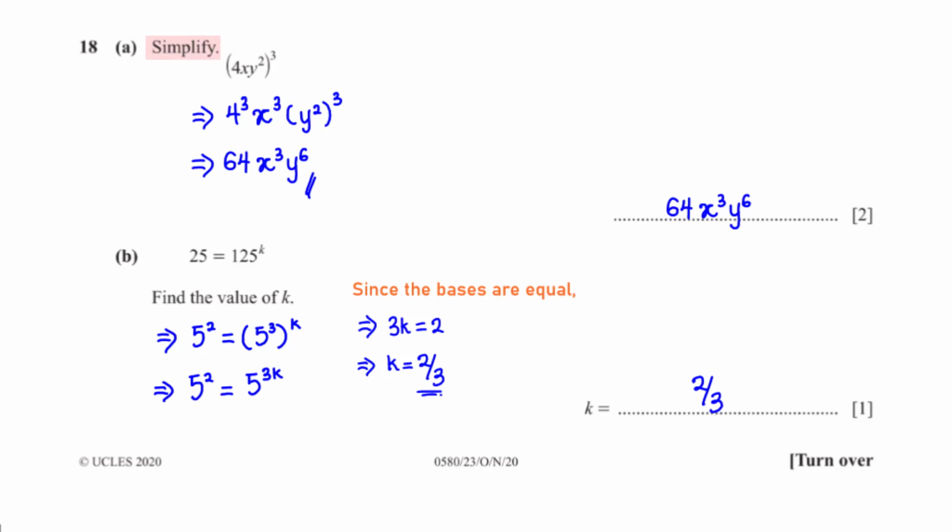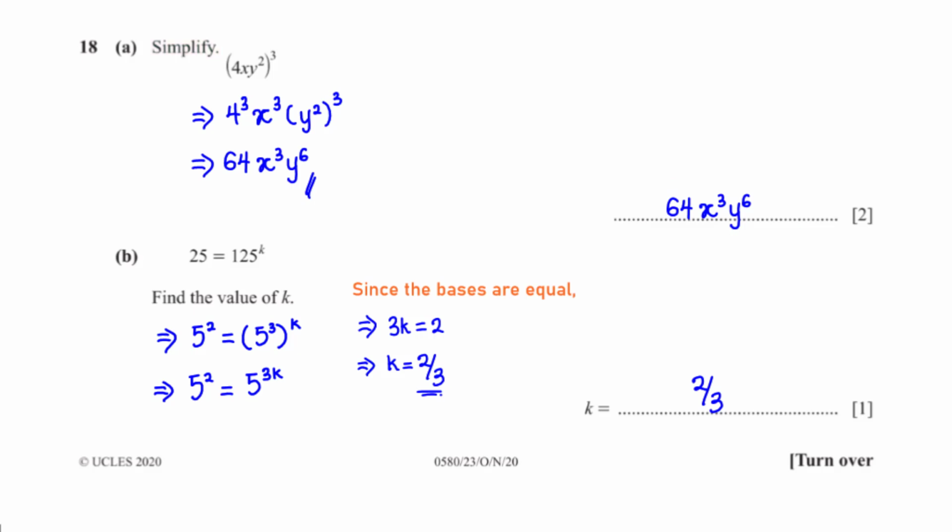Simplify 4xy squared all cubed. By the laws of indices, this can be rewritten as 4 cubed times x cubed times y squared all cubed. 4 cubed is 64, and when we multiply the powers of y, 2 times 3 is 6. And so our final answer here is 64x raised to the power 3, y raised to the power 6.